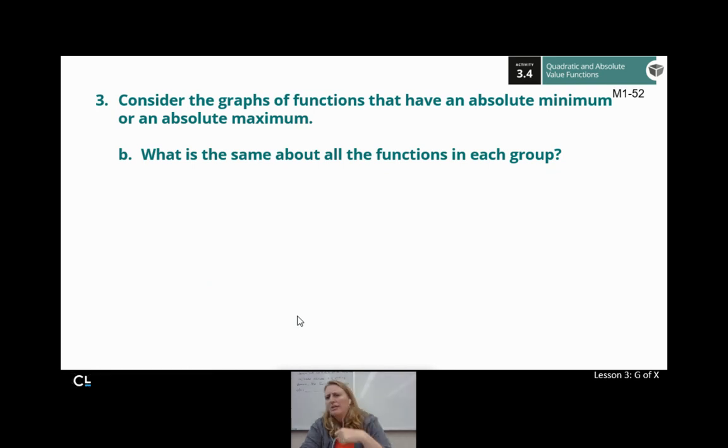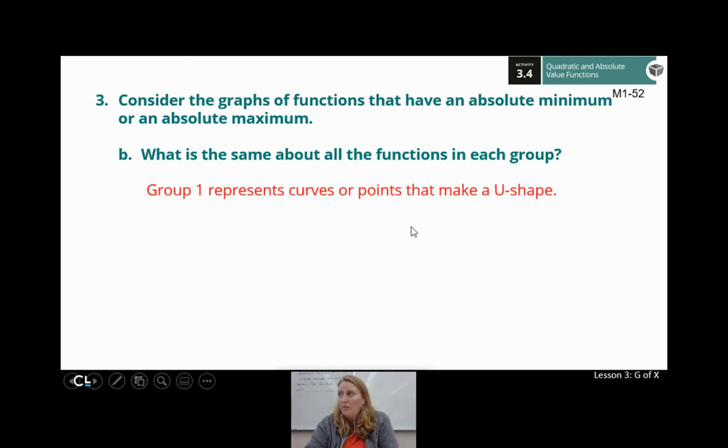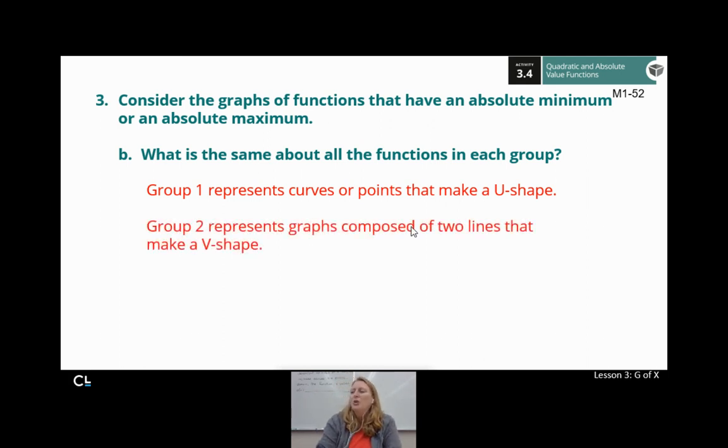Hit pause to jot it down, hit play to check your work. So I noticed that group 1, which had all the x squareds in it, represented curves or points that make a U shape. Some of you know them as parabolas. Group 2 represents graphs composed of lines that make a V shape. I think some of you in class were describing it as the triangular ones. Yeah, they make that V shape, going up or going down.